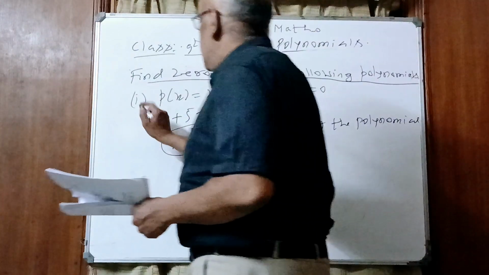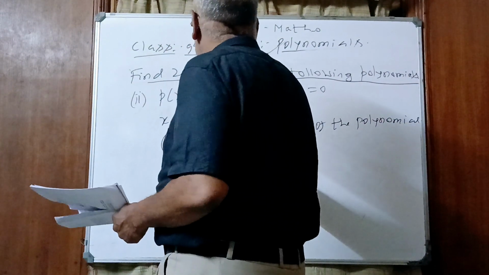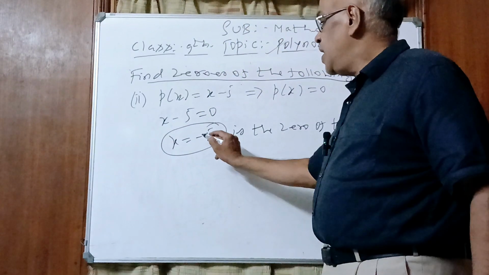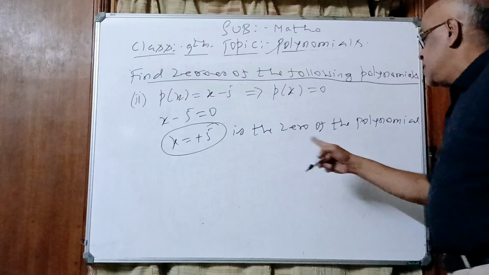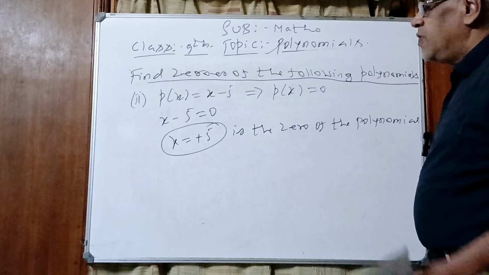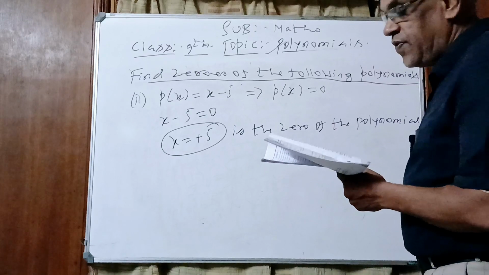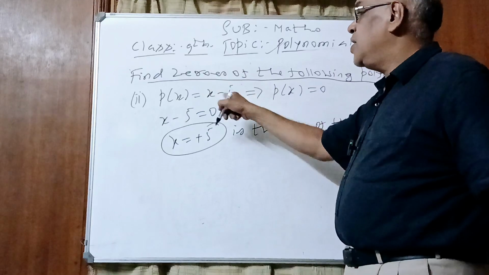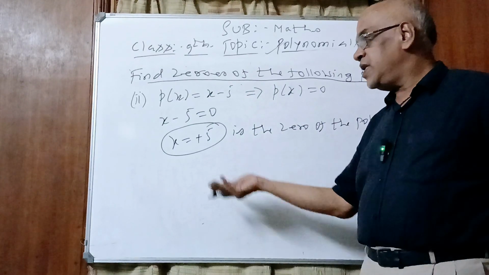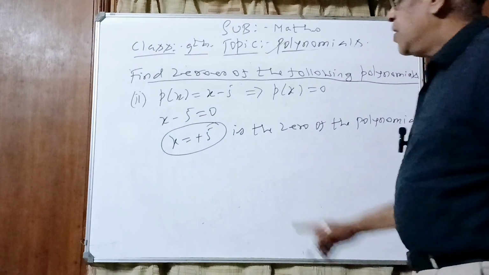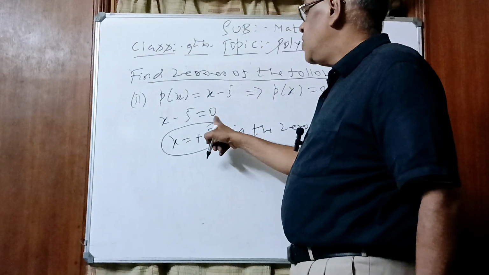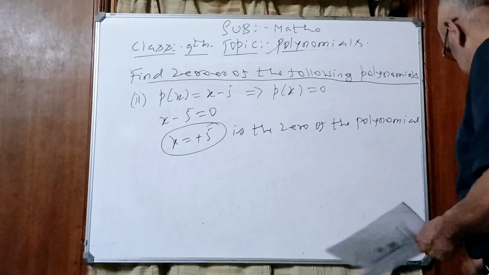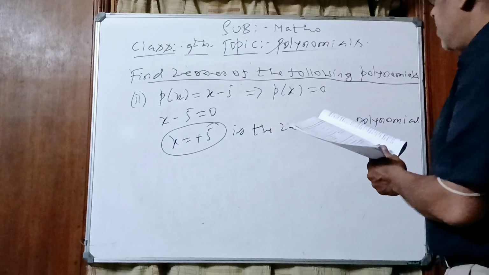Next question, children. I'll take x minus 5. What do you have to do? Equate x minus 5 to 0. What will you get? x is equal to plus 5 is the zero of the polynomial. What was the first question? x is equal to minus 5. Second question, you have changed the plus sign to minus sign. Earlier answer was minus 5, your answer is plus 5. Substitute plus 5 here, 5 minus 5 is 0. Then x is equal to 5, the value substituted for x, is called zero of the polynomial. Yes or no, children? Yes.